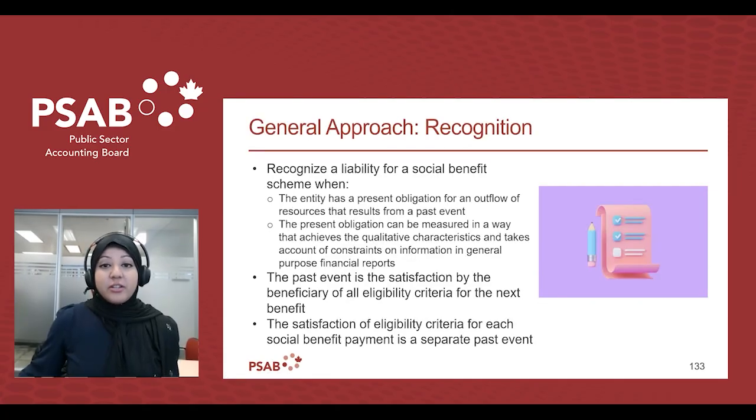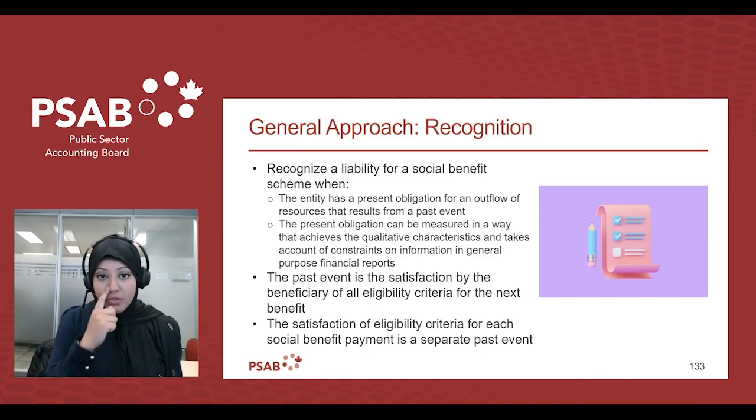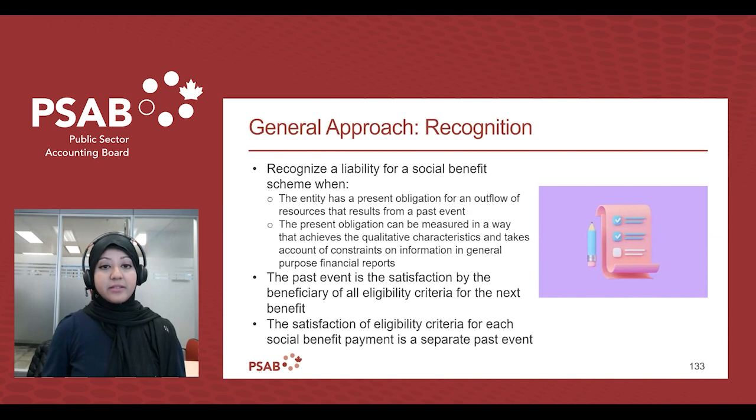The general approach includes a single recognition point for all social benefits and follows the principles in the conceptual framework for recognizing a liability. The key factor in determining when a liability for a social benefit arises is identifying the past event. Under the general approach, the past event that gives rise to a liability is the satisfaction by the beneficiary of all eligibility criteria for the provision of the next social benefit. The satisfaction of eligibility criteria for each social benefit is a separate past event.